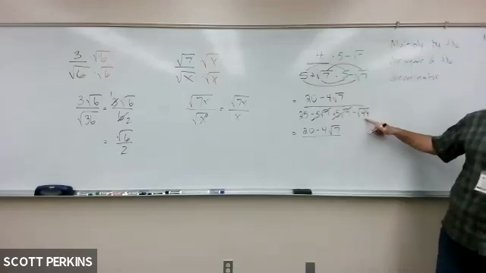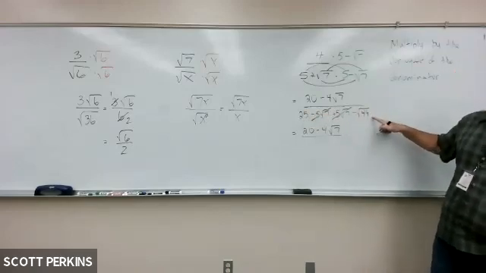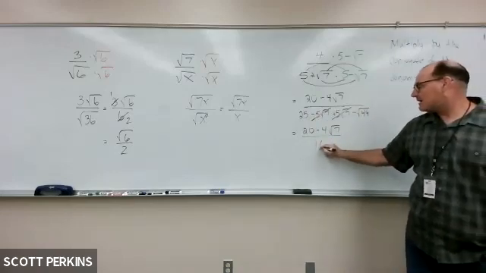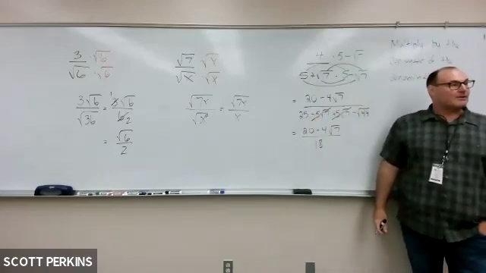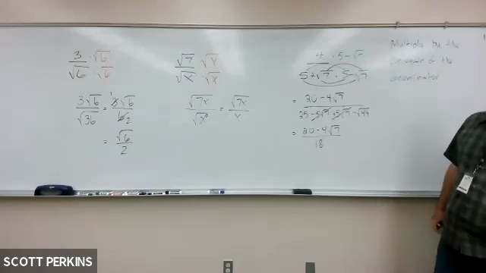What's the square root of 49? 7. So this is 25 minus 7, and that becomes 18. And notice I don't have any more radical in the denominator. That's exactly what I want.